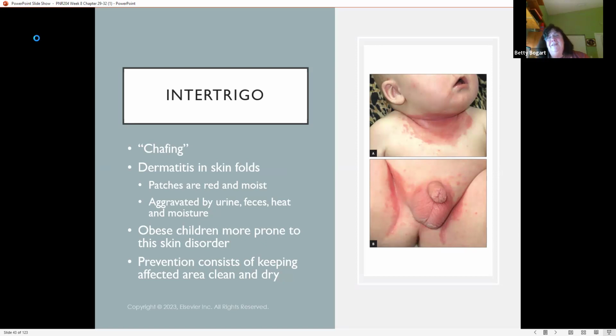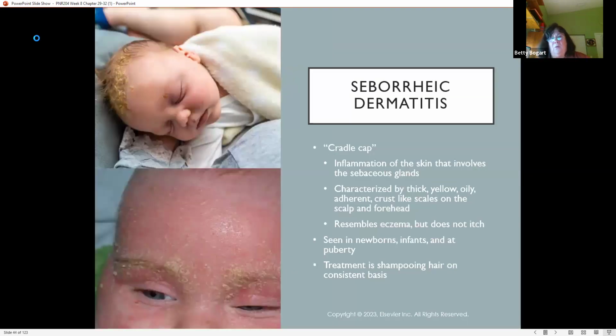Intertrigo. This is called chafing, and it's again a dermatitis. It's due to that sweat, due to urine, due to stool. It could be older children, obese, in the folds, all of those things. How do we treat it again? They're in a hot, moist area. Keep it dry and try to keep it cool.